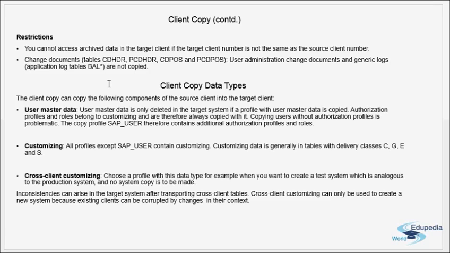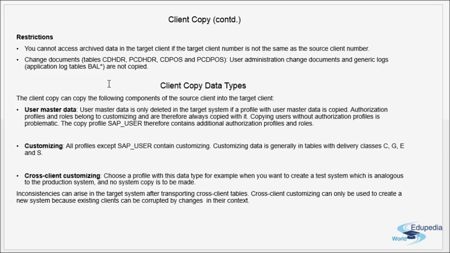Now cross-client customizing. Choose a profile with this data type, for example, when you want to create a test system which is analogous to the production system and no system copy is to be made. Cross-client customizing means the data which is common across all the clients. Inconsistencies can arise in the target system after transporting cross-client tables. Cross-client customizing can only be used to create a new system because the existing clients can be corrupted by changes in their context. So with this cross-client customizing, there is a risk.